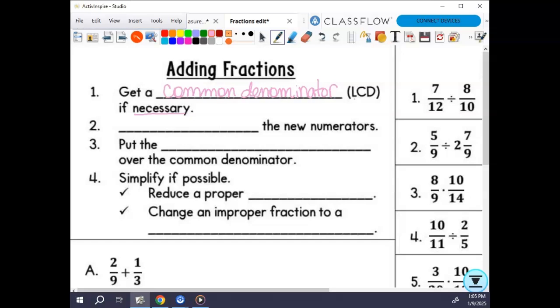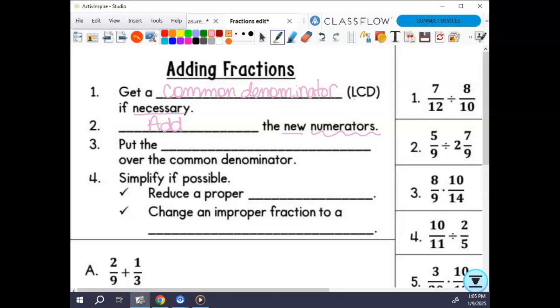All right, and then once we have our common denominators, then we add, because we're adding fractions, our new numerators, but just the numerators. What do we do with the denominators? We leave them alone. They stay the same. You think of them as things. 3/4 plus 1/4 gives me 4/4, right?